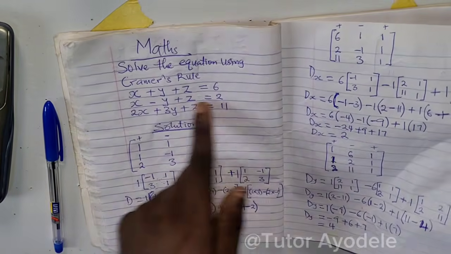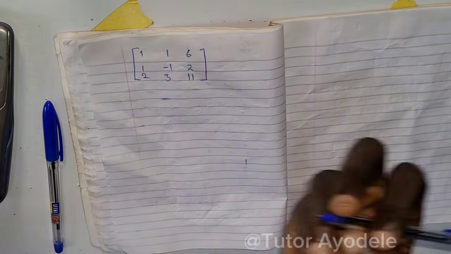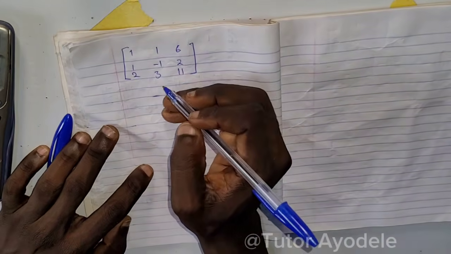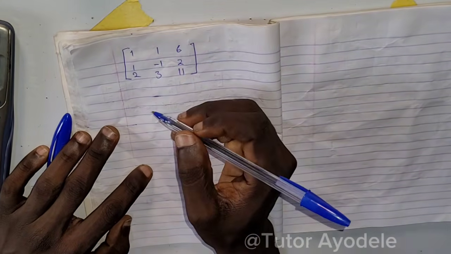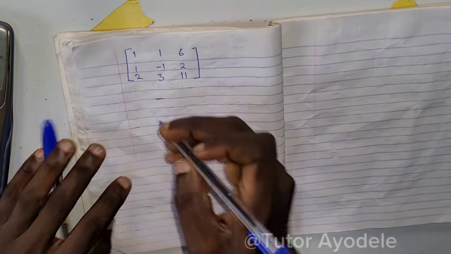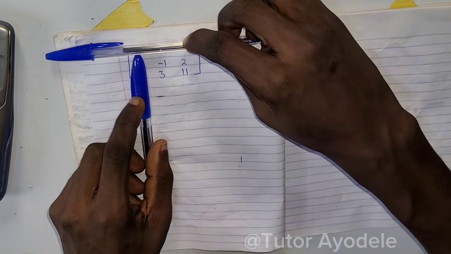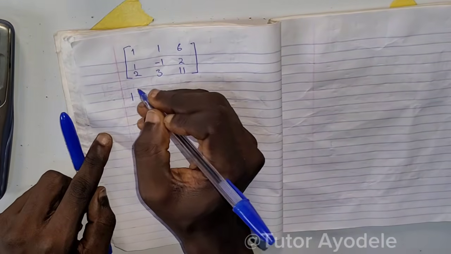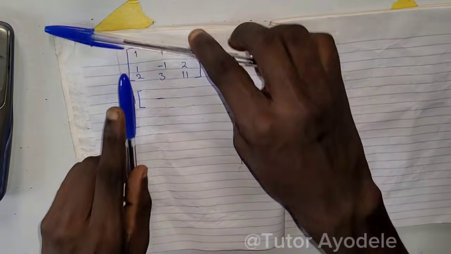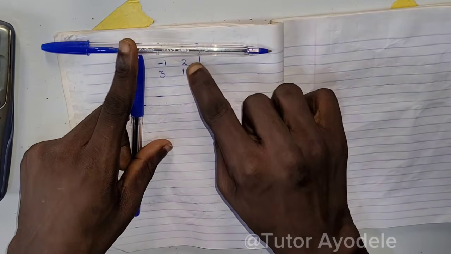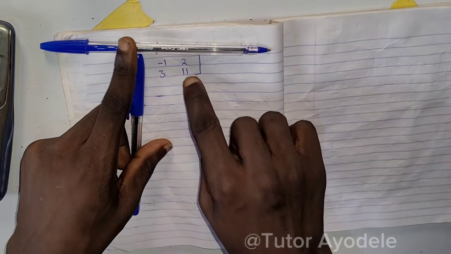I think it's correct. Yep. So let's continue. So we need to find the determinant of this now. So we have, where did they meet? They meet at 1, 1, open the bracket. When they meet here, we are left with minus 1, 2, 3, and 11.